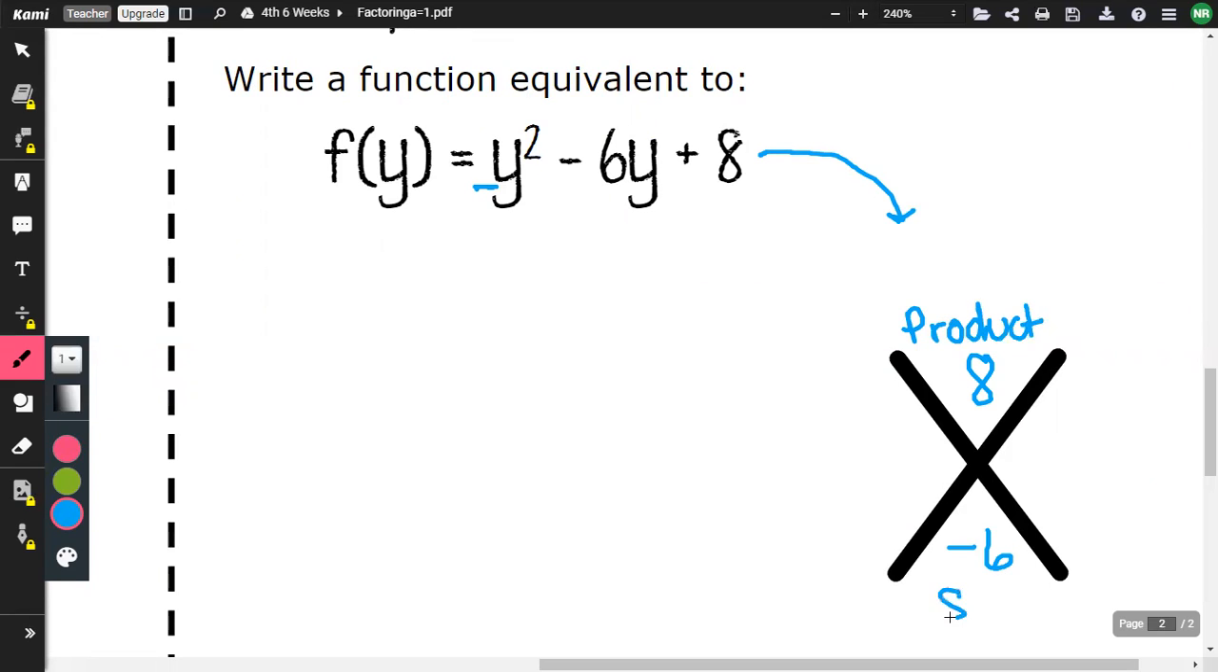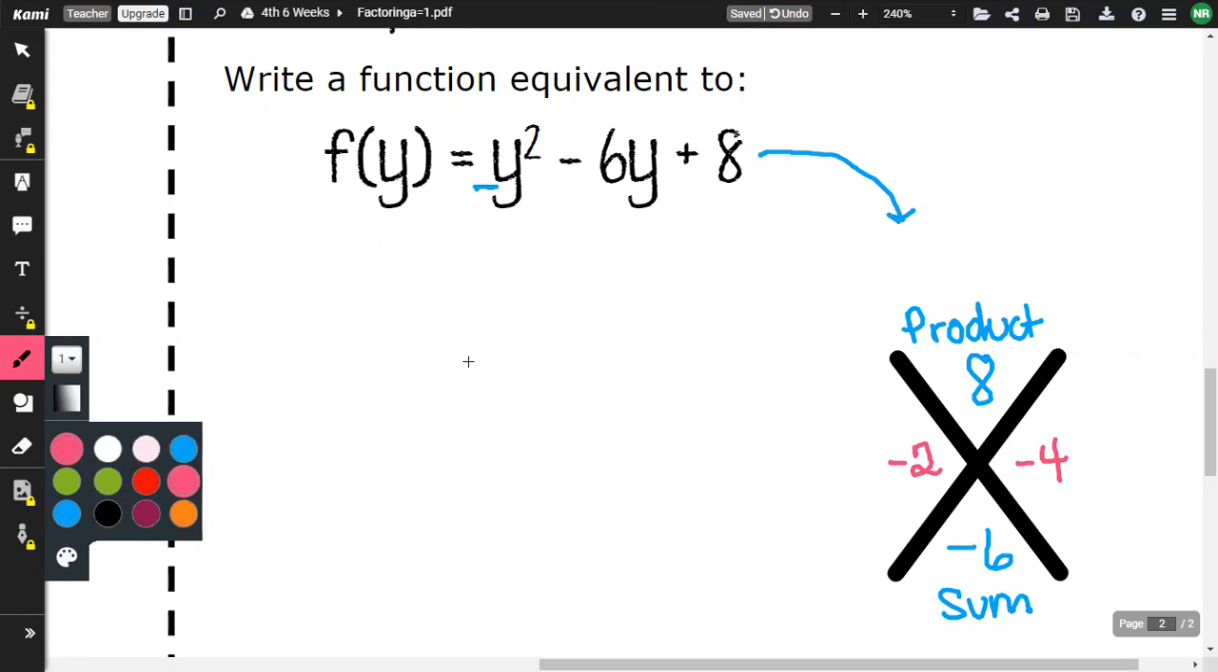You already know it? All right, so what is it? Why'd you mumble? Are you not sure about your answer? Okay, so -2 and -4. -2 times -4 makes a +8. -2 plus -4 makes a -6. Let's split our binomial.